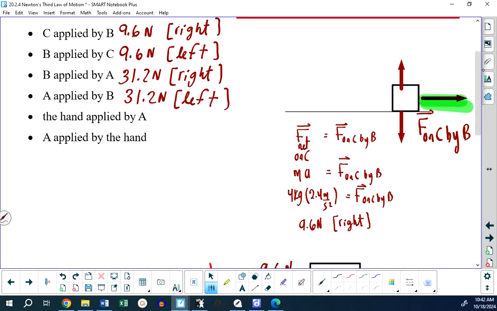One more step here. What about the force that the hand applies to A? When we found this, we drew a free body diagram for box C because we were analyzing the forces on C. When we found this, we drew a free body diagram for box B because we were looking at the forces on box B. Here, we need to draw a free body diagram. We'll actually do this one first. We'll draw a free body diagram for box A to determine the forces acting on A.